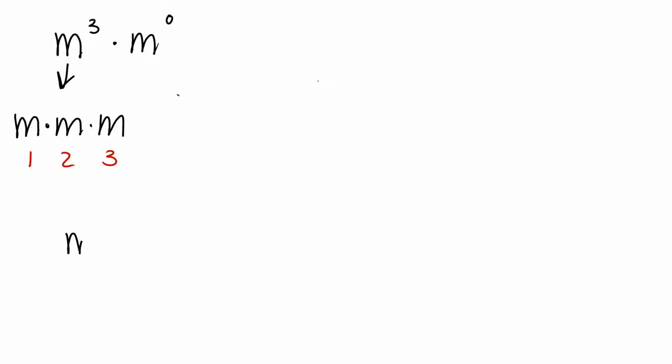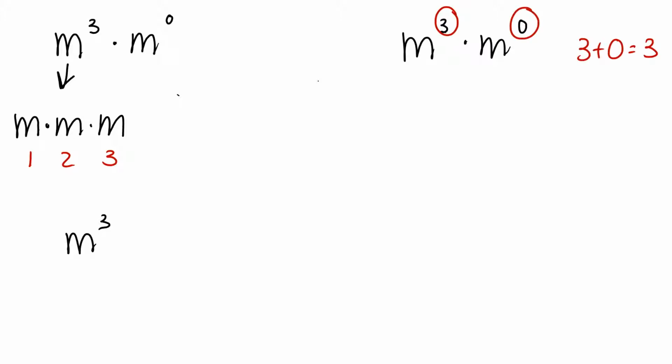Okay, another challenge type problem, m to the 3rd times m to the 0. I can break it down, m to the 3rd, 1, 2, and 3. M to the 0 doesn't have to be written out because there's 0 m's. And so when we add them up, we get 1, 2, and 3, m to the 3rd power. The shortcut still applies even if the exponent is a 0. We add them together. 3 plus 0 is 3 and get m to the 3rd power.